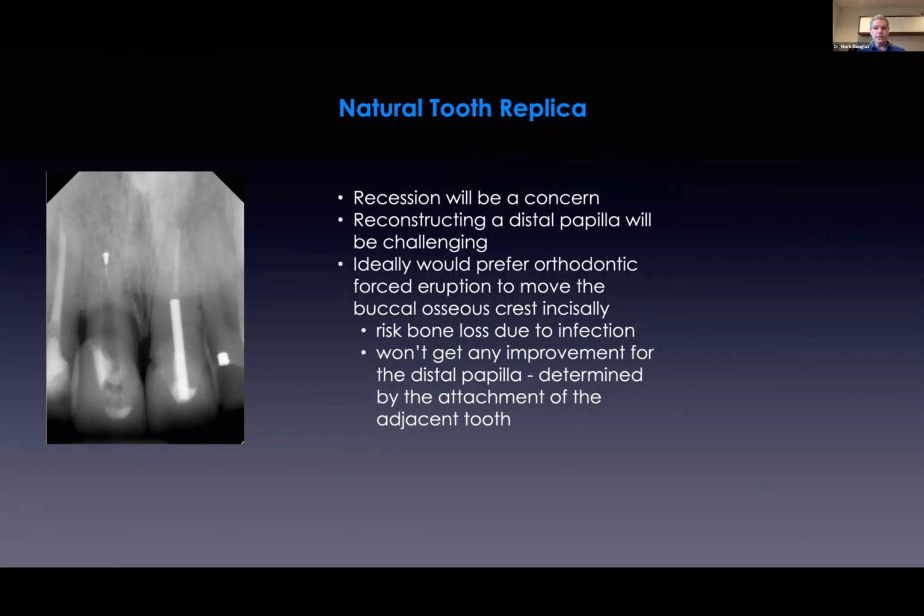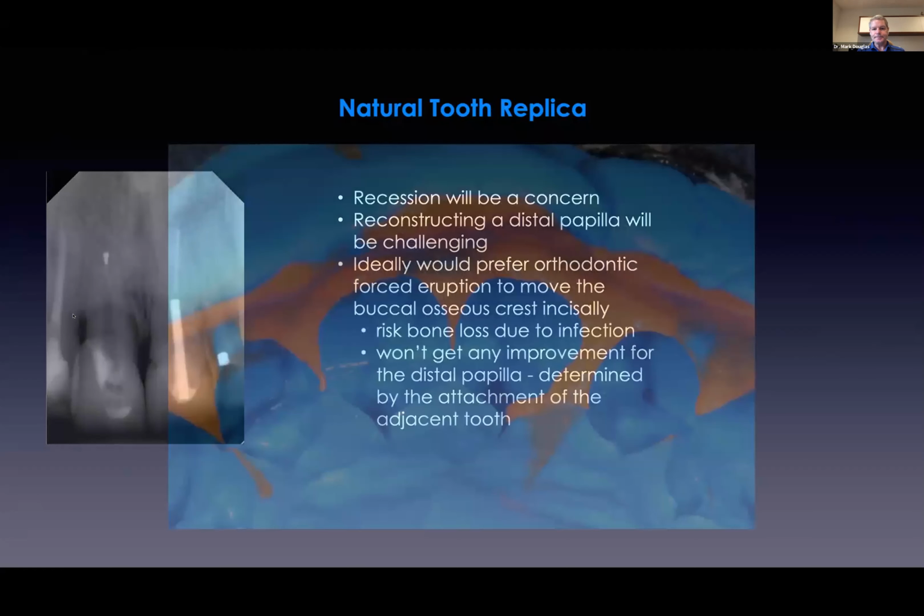So we know that recession is going to be a concern. Reconstructing the distal papilla will be a challenge. We would ideally prefer to orthodontically force erupt this. However, we risk bone loss due to infection. And we're not going to get any improvement of the situation over here because the papilla is determined, in part, by the attachment to the adjacent tooth. So how do we do it?